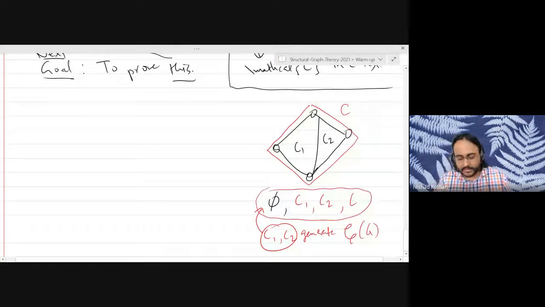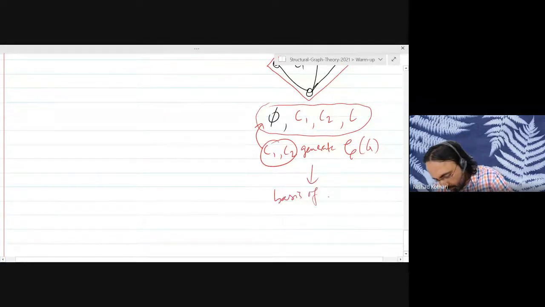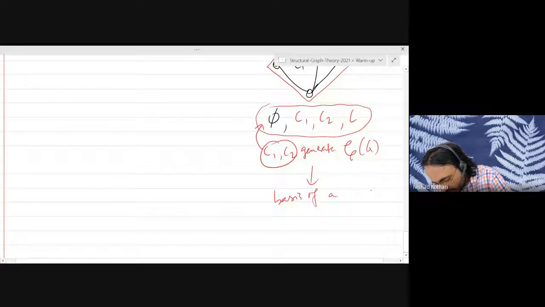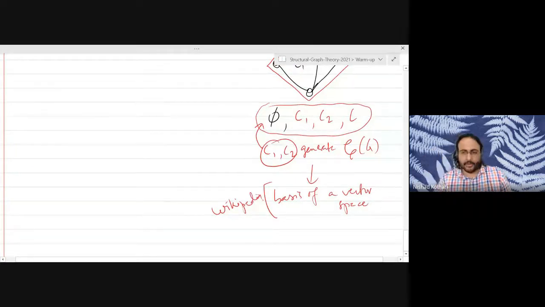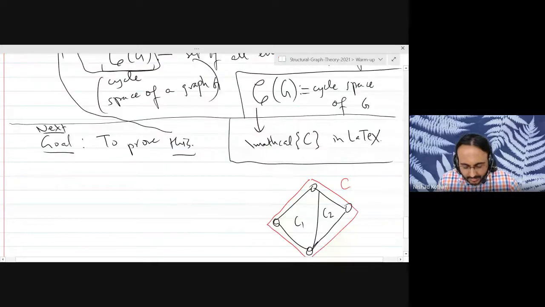So what is a basis? It should generate all the vectors using the symmetric difference operation. And at the same time, it should be a minimal set. There should not be any vectors which are redundant in it. So I would suggest that you read about basis of a vector space. That should be good. Does it answer your question? Yes, sir. Okay, good. Any other questions or concerns?